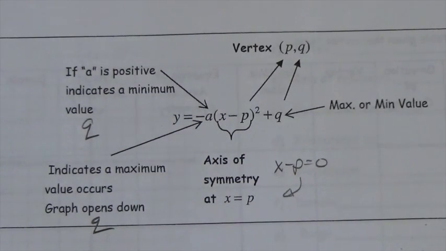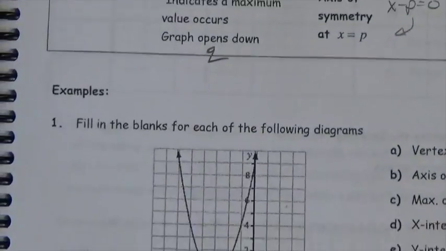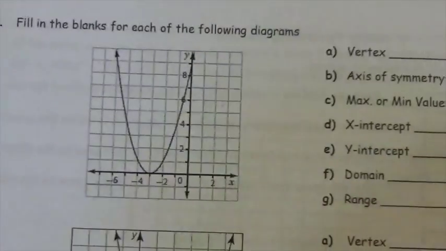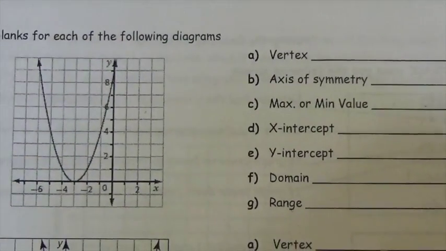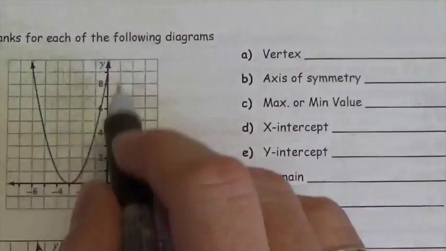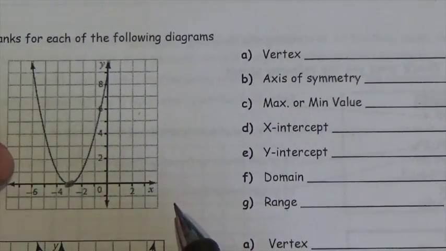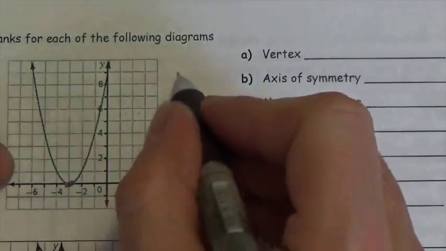Okay, so now let's take a look at some questions, sorts of things you might get asked. And the first thing we're going to look at here is we're going to ask you to fill in the blanks to describe what you're seeing here. So make sure you can see the graph there. So take a look at this graph right here. I can read off its vertex very simply here. That's going to be negative 3, 0.